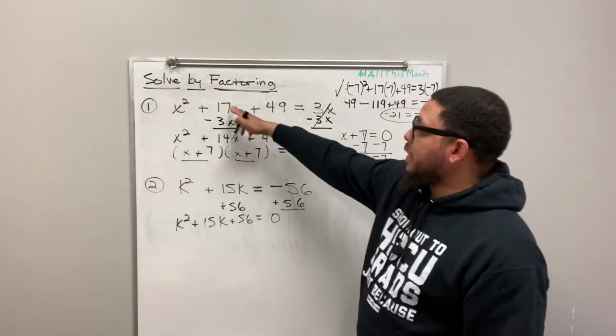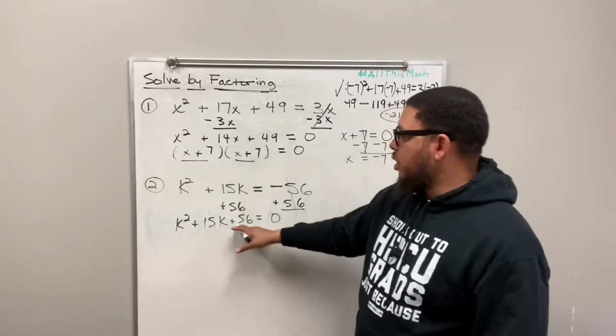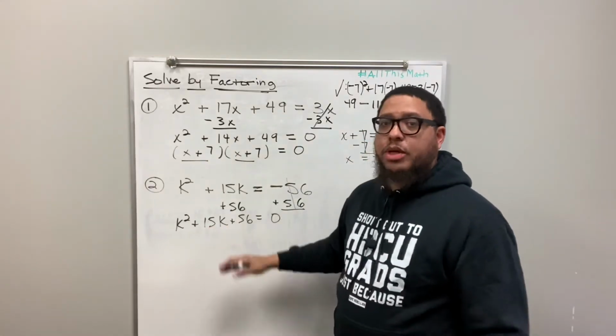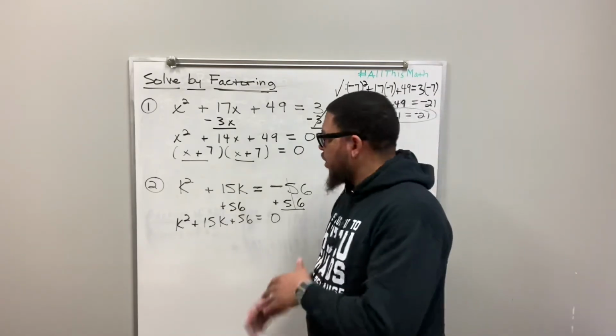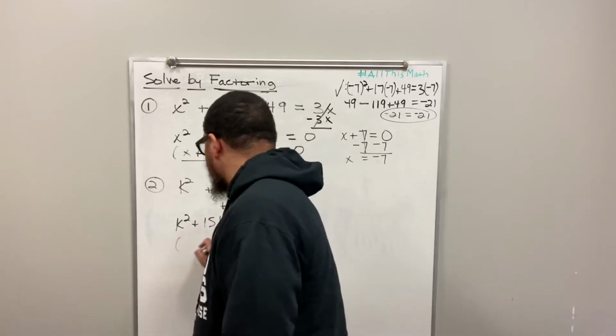Like in this one, we actually did 17x minus 3x because they were like terms. But here, these aren't like terms. So we can't actually do it. We can represent it, but we can't actually do it. Now, we got a quadratic trinomial. So we're going to look at trying to do reverse FOIL.